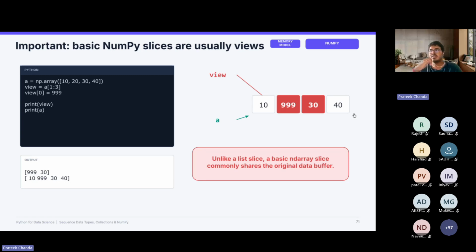So this is the basic difference with list slicing. In list slicing, if you modify the subarray using a separate variable, the original list doesn't get changed. But here it gets changed. The basic difference is that, unlike a list slice, a basic ndarray slice commonly shares the same original data buffer. So whatever changes you make in the subarray get reflected in the original array also.